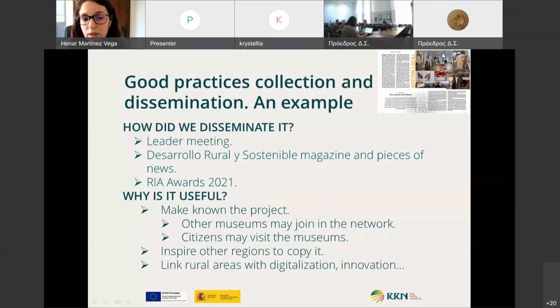Also because we really think that it's important to link these rural areas with digitalization and innovation, and that it's a really good idea to give examples that are currently working in the territory and that are developing good practices.